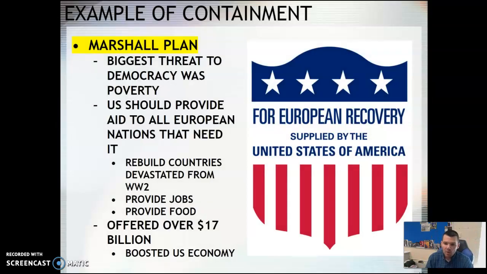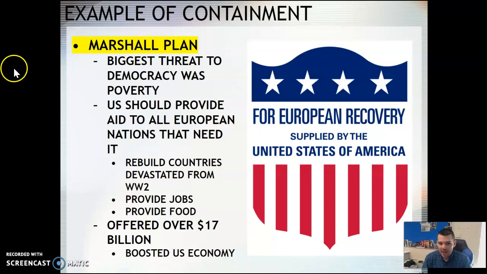And then finally, the Marshall Plan. Think of Marshall money. Money, Marshall. Jot that down in your notes. This is our economic program. Guys, this is important for you to understand. The biggest threat to having a democracy was poverty. If European countries went into poverty, they might be more apt to lean towards communism. We didn't want that happening.